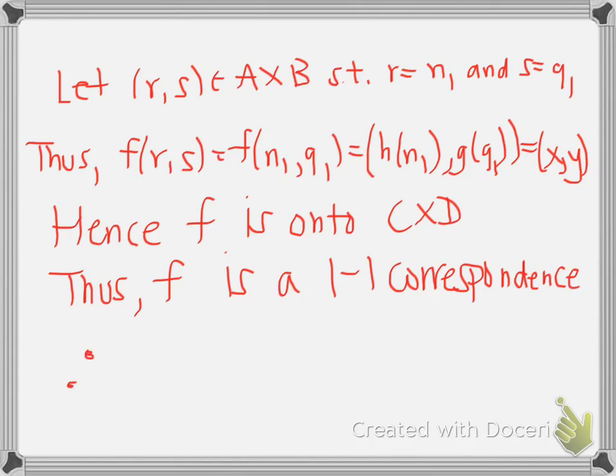And therefore, A cross B is equivalent to C cross D. So definitely go back over this in the notes if it's not clear. I did it kind of quickly, but go back over it because hopefully it should make sense.